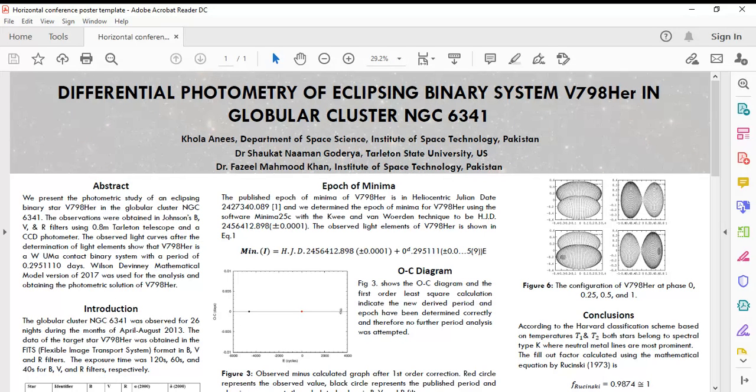We present the differential photometry of eclipsing binary system V798Her in the globular cluster NGC 6341. The cluster was observed for 26 nights during the months of April to August 2013, and the observations were obtained in Johnson's BVR filters using a 0.8-meter Tarleton telescope and a CCD photometer. The data was stored in the standard format, that is Flexible Image Transport System, used by astronomers worldwide. The exposure time was 120 seconds for B filter, 60 seconds for V filter, and 40 seconds for R filter.